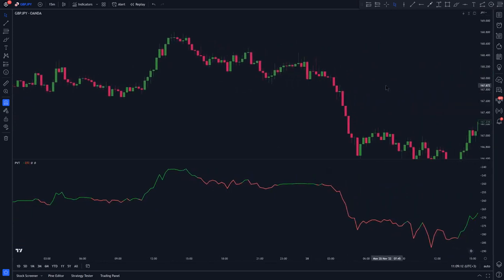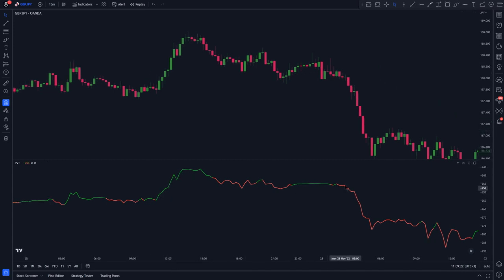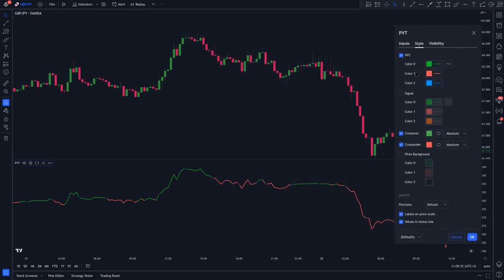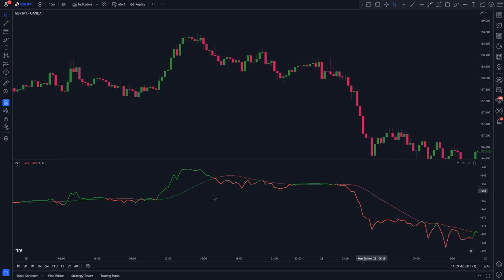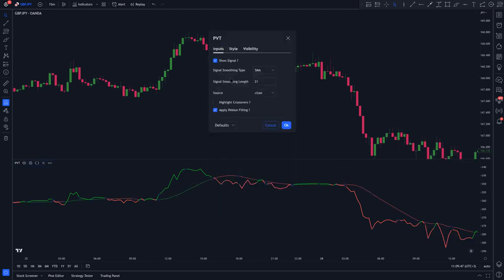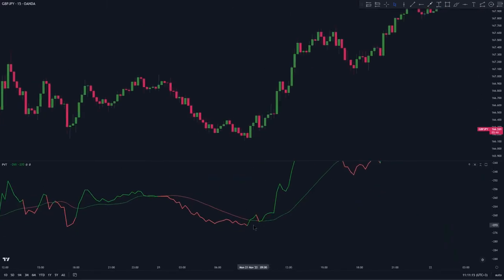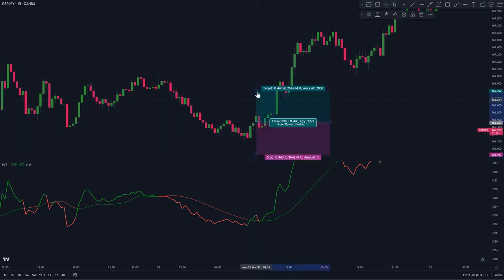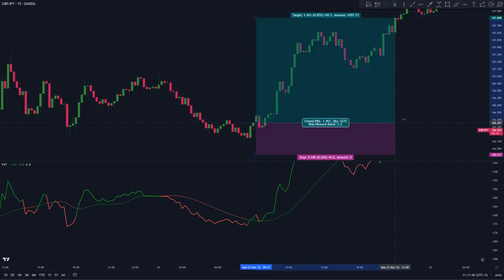But how exactly would you detect the beginning of this upward move or the beginning of this downward move? Well, that's where the signal line comes into play. The signal line is this thin line right here, and it's a 21-period simple moving average. When the PVT line crosses above the signal line, that indicates that the buying pressure in the market is now higher than the selling pressure, and therefore the beginning of a bullish trend. It is also the place where you should be looking to take long trades.